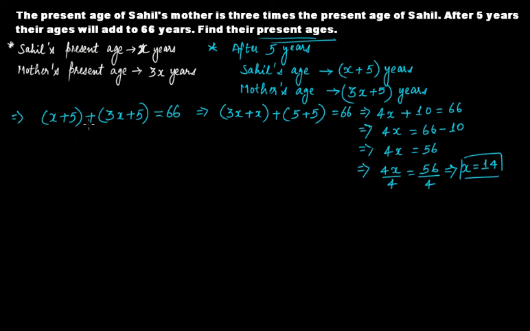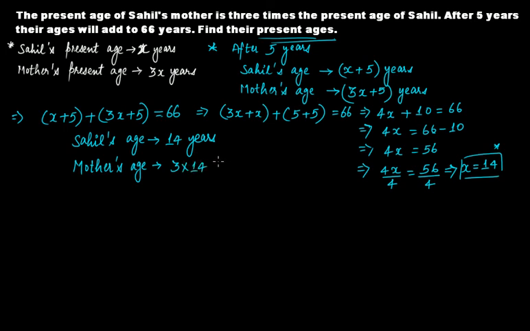That means the present age of Sahil is 14 years, because x is coming as 14 and we have assumed the present age of Sahil as x years, and his mother's present age will be 3 times 14 years. That is 42 years, right? So 42 years and 14 years.